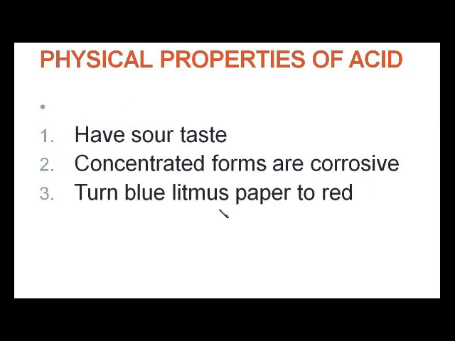First, generally, acid has sourness. That is why when you take things like oranges, you discover they are sour in taste, and anything that is sour in taste mostly contains acid. Concentrated forms of acid can burn, they can be very corrosive, and acid turns blue litmus paper to red.